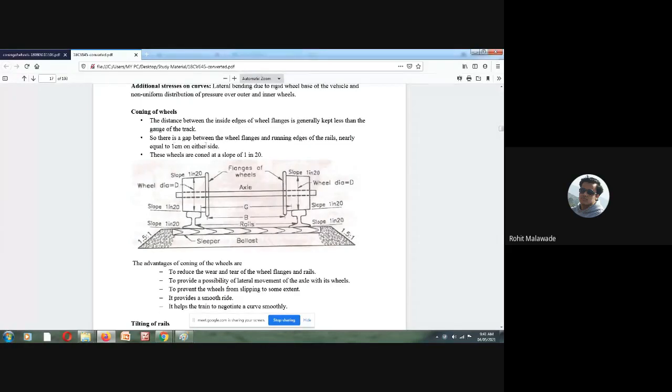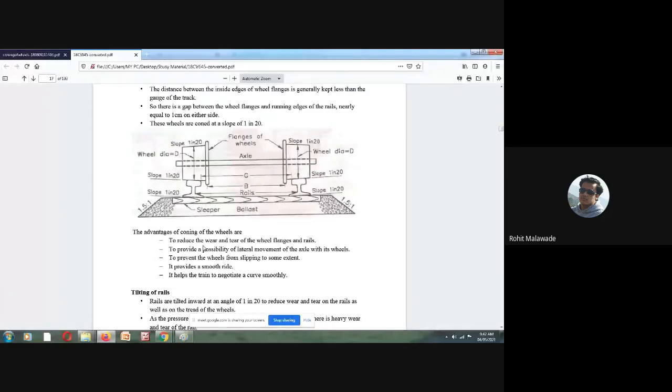So this is how it is going to maintain. Now, there is a gap between the wheel flanges and running edges of the rail of nearly 1 centimeter on either side. Here also 1 centimeter, here also 1 centimeter. And the wheels are going to have a slope of 1 in 20. This slope of 1 in 20 that we have provided, that itself we call the coning of the wheels.